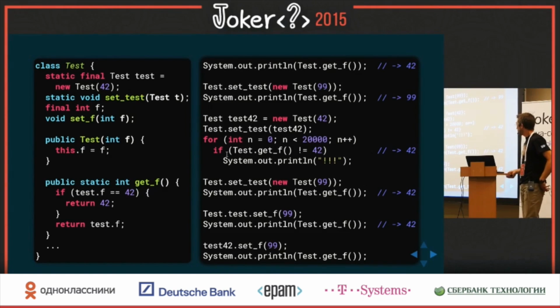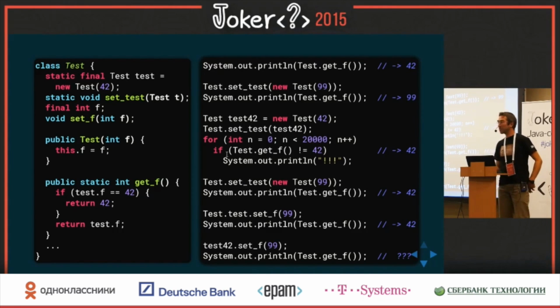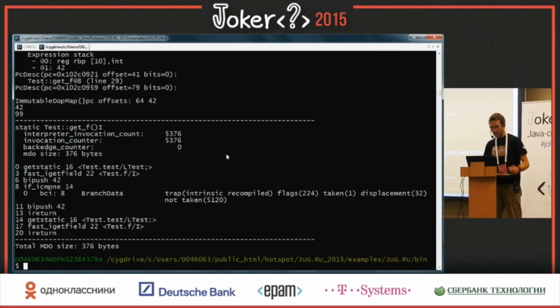And now the last question. Now we know that the JIT has actually optimized the field access for this field here and uses it directly. So when we now change the value of this test object, the old 42 one, to have a value of 99, what will be the output here? Okay, so the answer is it depends. It depends how the JIT compiler is optimizing this code. So let's look at this.